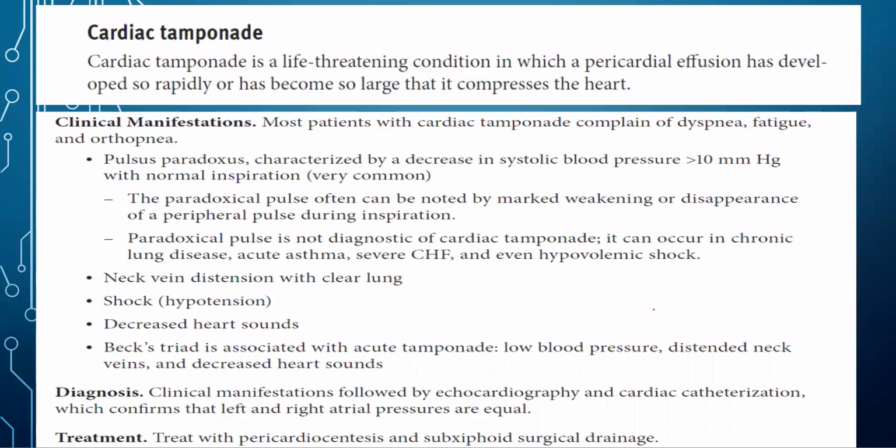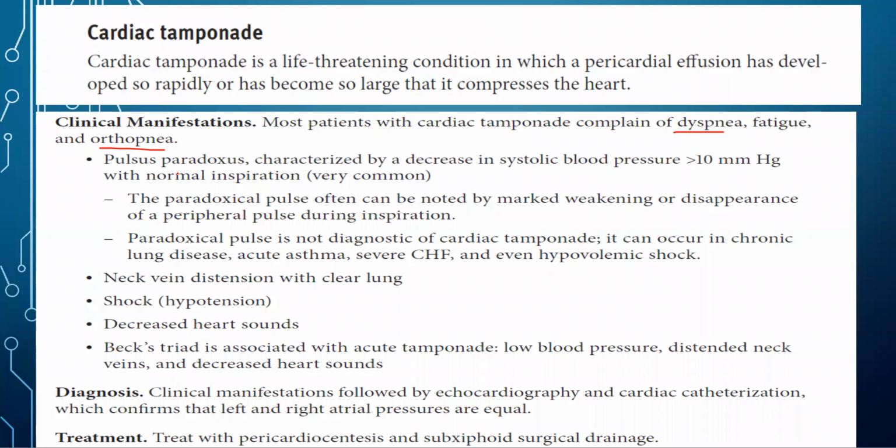Cardiac tamponade, on the other hand, is a life-threatening condition in which pericardial effusion has developed so rapidly or has become so large that it is now compressing the heart. Now, when it compresses the heart, what happens? The heart can't relax. If there is a lot of fluid around you, you will not be able to relax or dilate. If your heart is not able to relax, the blood cannot come into the heart, right? So you also get features of heart failure in this patient. The patient complains of dyspnea and orthopnea.